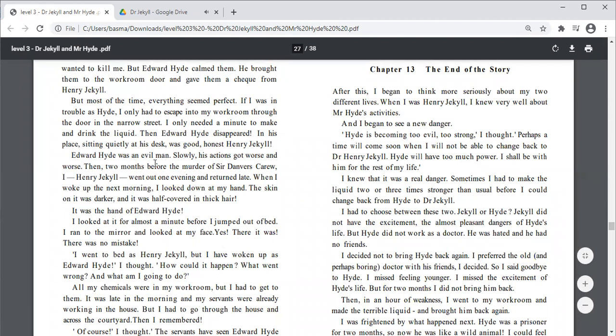Edward Hyde was an evil man. Slowly his actions got worse and worse. Then, 2 months before the murder of Sir Danvers Carew, I, Henry Jekyll, went out one evening and returned late. When I woke up the next morning, I looked down at my hand. The skin on it was darker, and it was half covered in thick hair. It was the hand of Edward Hyde.